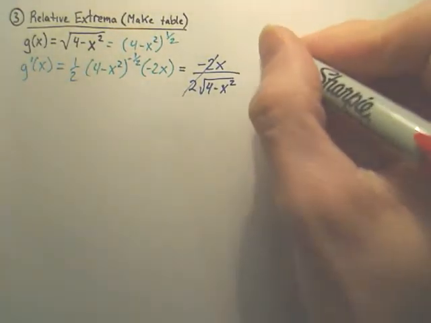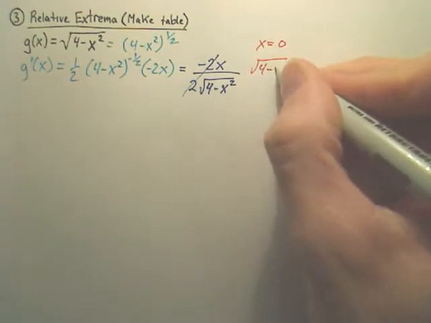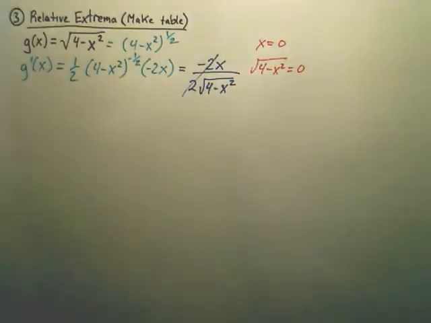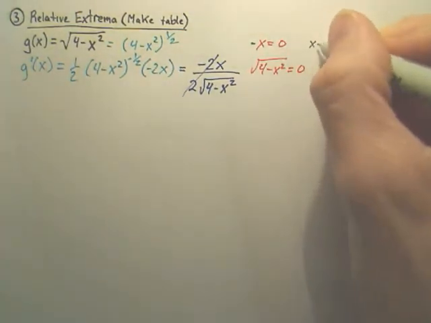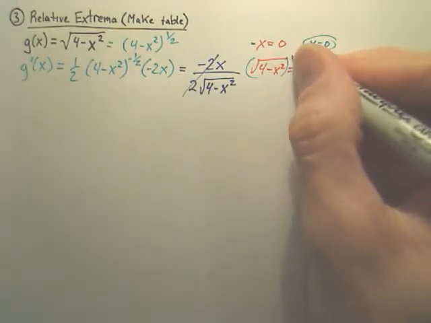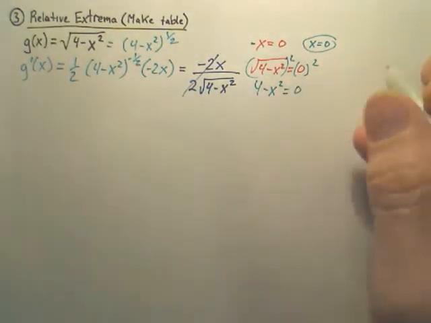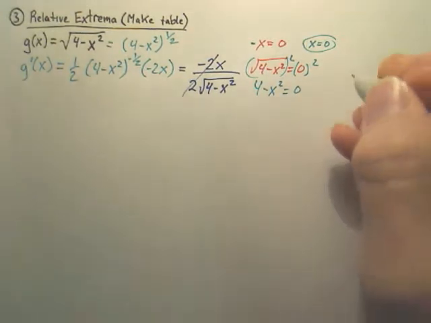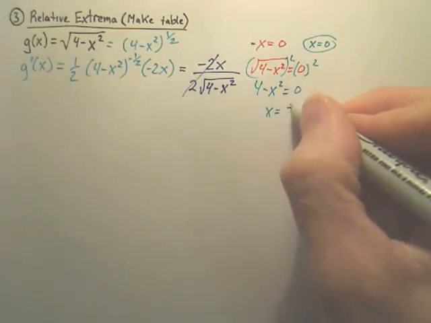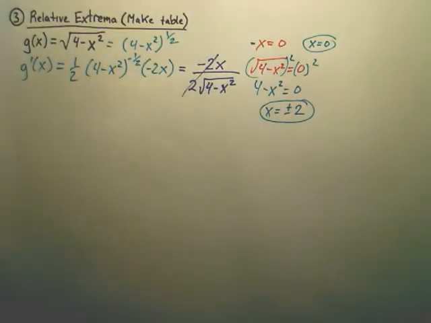So we now set our top equal to 0 and our bottom equal to 0 for critical numbers. Oh, sorry, this is negative x. But does that change anything? No. So there's one critical number. When you do this one, don't you square both sides? And then when you solve this, don't you get x equals positive or negative 2? Those are your critical numbers.